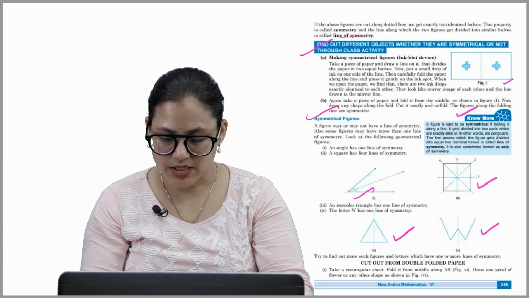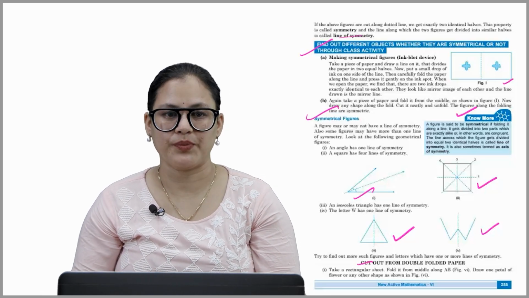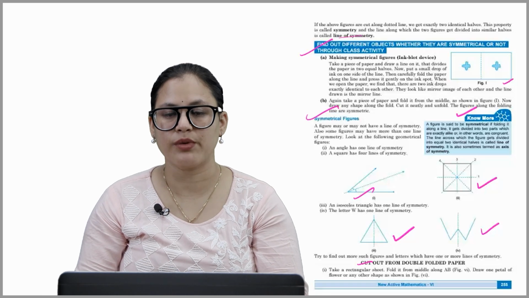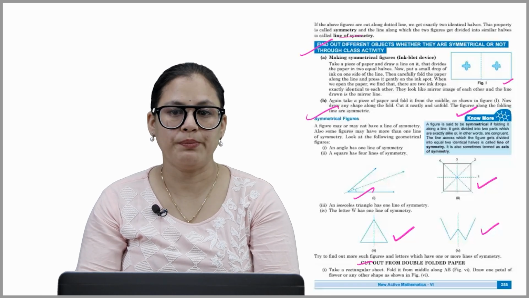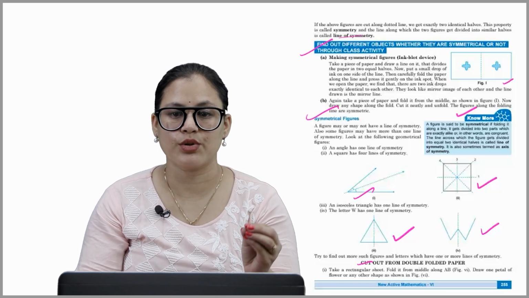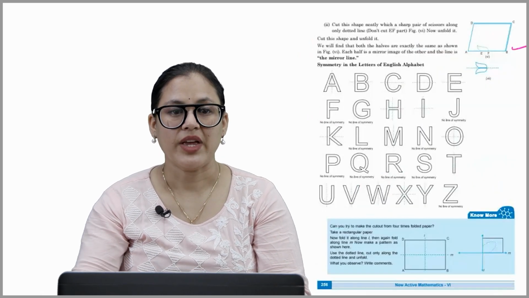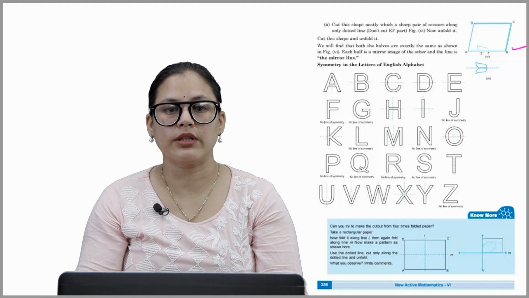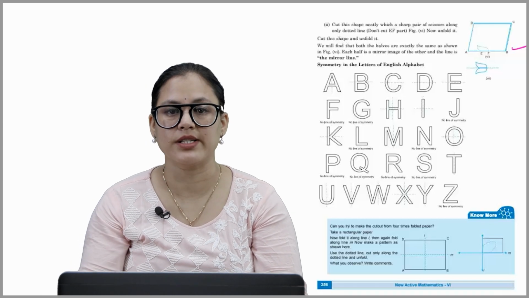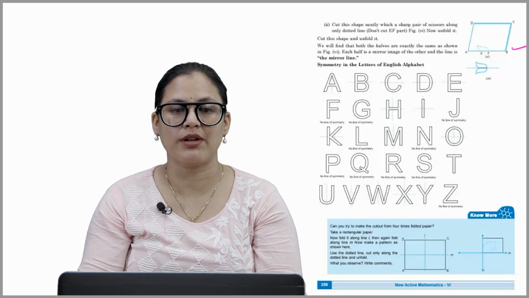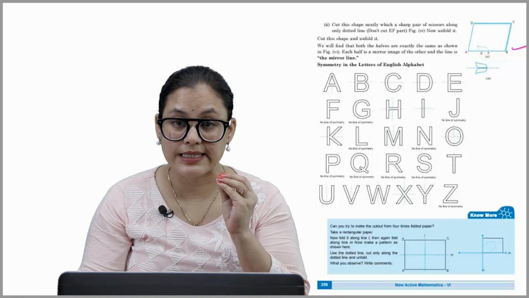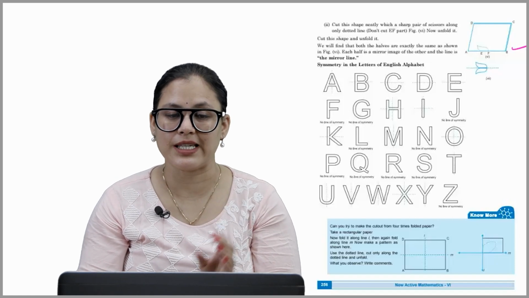Next, cut out from double folded paper. Take a rectangular sheet, fold it from the middle along AB. Draw one petal of a flower or any other shape as shown in figure 6. Cut the shape neatly with a sharp pair of scissors along only the dotted line. Don't cut the EF part. Now unfold it. We will find that both the halves are exactly the same as shown in figure 6. Each half is a mirror image of the other and the line is the mirror line.